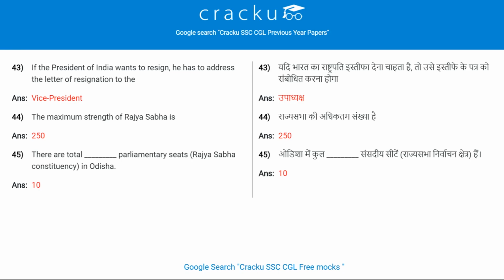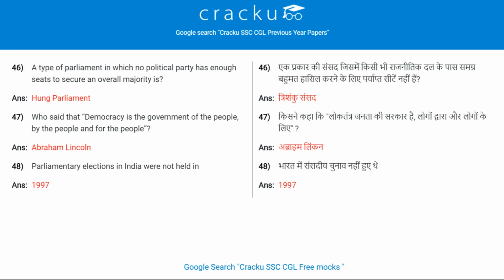250. There are total dash parliamentary seats in Rajya Sabha constituency in Orissa. 10. A type of parliament in which no political party has enough seats to secure an overall majority is hung parliament. Who said that democracy is the government of the people, by the people and for the people? Abraham Lincoln.